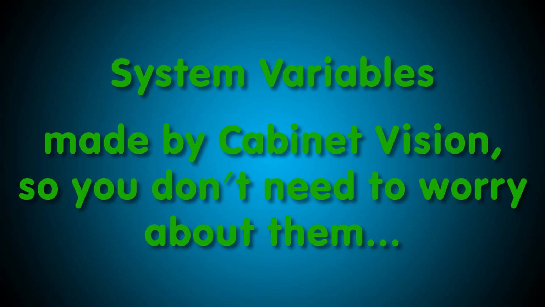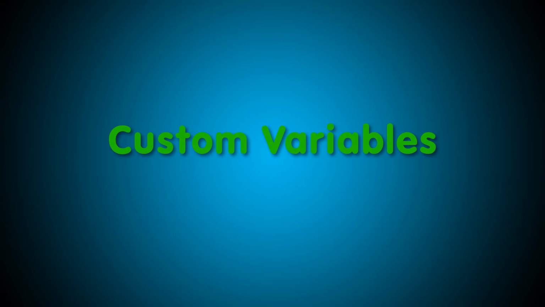Now these are known as system variables. Cabinet Vision will take care of creating and setting the value of these variables. There are literally hundreds of these kind of variables. Your help files list out all the available variables that the system will handle. We also have the ability to create our own variables.